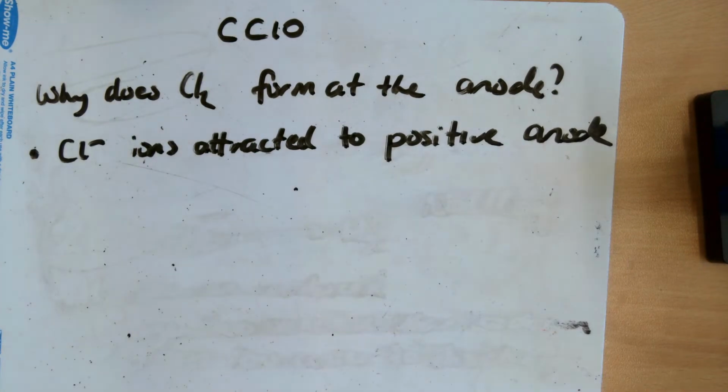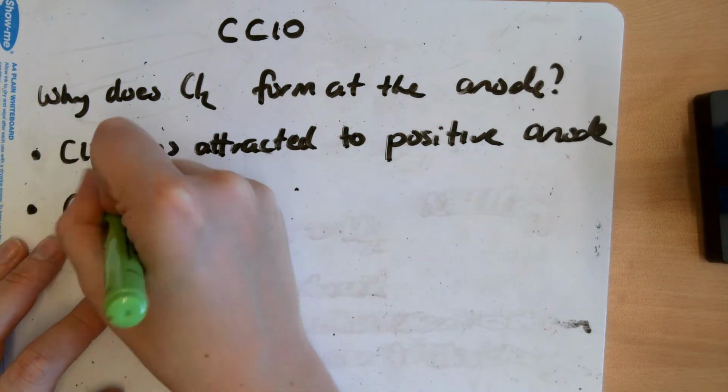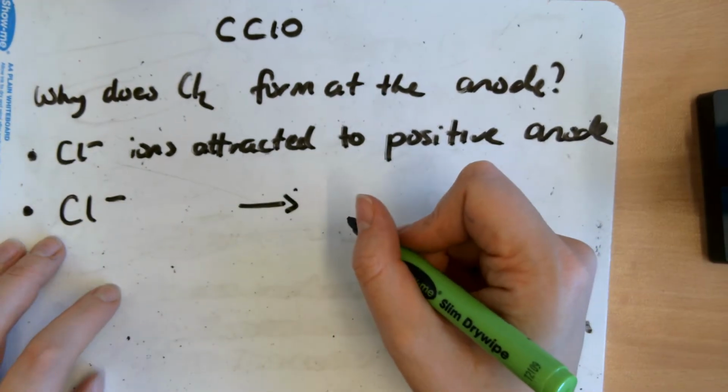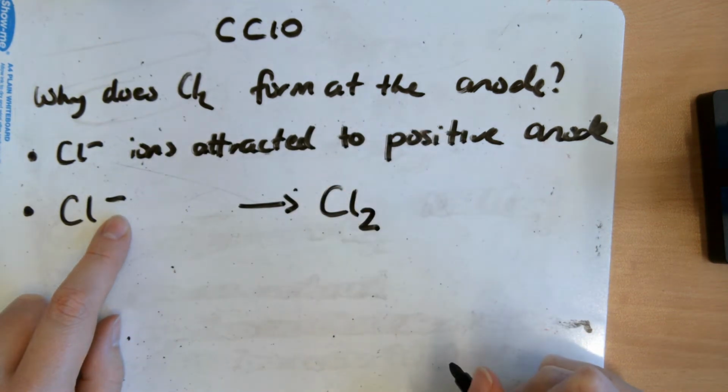So as before, I've started off by just saying that my negative chloride ions are going to be attracted to the positive anode. I then need to talk about what happens when they get there. What's going to happen to my Cl minus ions? They're going to be discharged, so I'm going to get rid of that charge. I'm going to form Cl2.